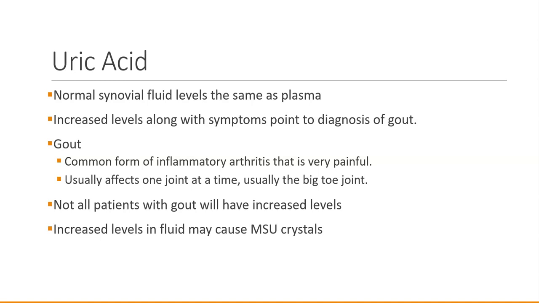So what is gout? This is a common form of inflammatory arthritis that is very, very painful. It usually affects one joint at a time, and usually it's the big toe joint. Not all patients with gout will have increased levels of uric acid. Increased levels in fluid may cause the production of monosodium urate crystals.